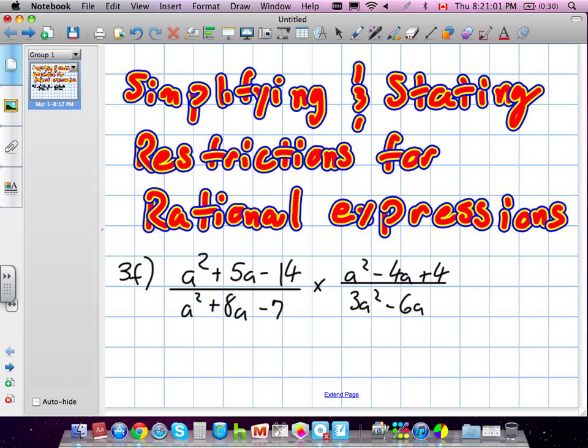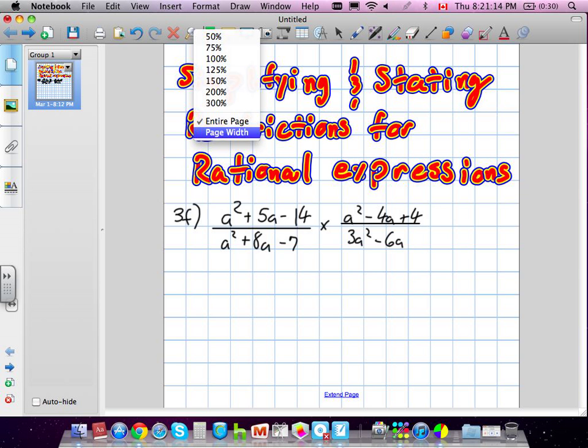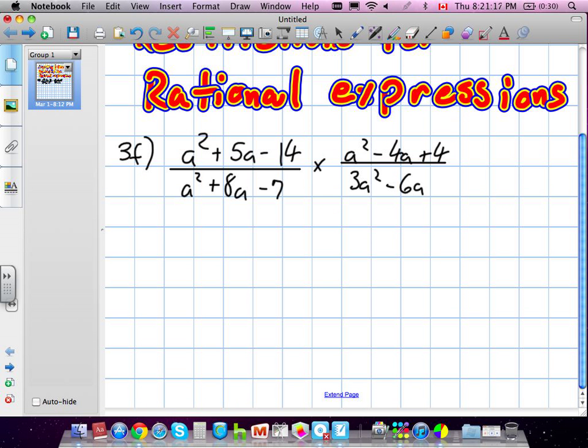So we're going to do simplifying and stating restrictions for rational expressions. Okay, so we have this question here. We're multiplying these rational expressions. We're going to have to state restrictions, and we're going to have to factor in order to simplify. The very top, we have a quadratic on top of this fraction and another quadratic on the bottom, a quadratic on the top and another quadratic on the bottom. So we're going to factor each of them.